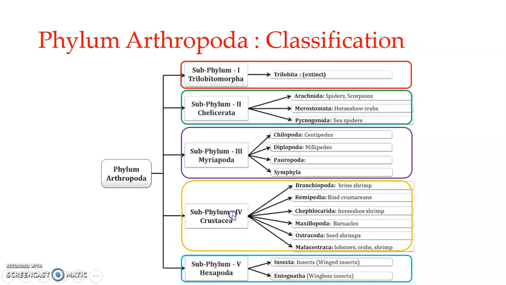All these are aquatic. Then we have the subphylum Hexapoda. The term has come from 2 root words, hexa, which means 6, and podos, which means leg. So these are 6-legged individuals, or 3 pairs of appendages are there in the hexapods. Okay, so these are the 5 subphyla.